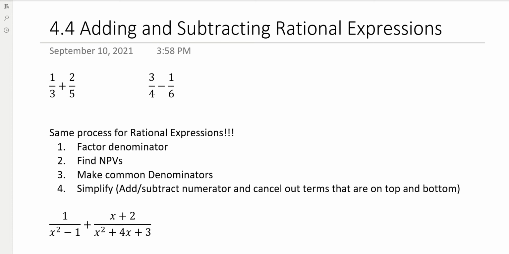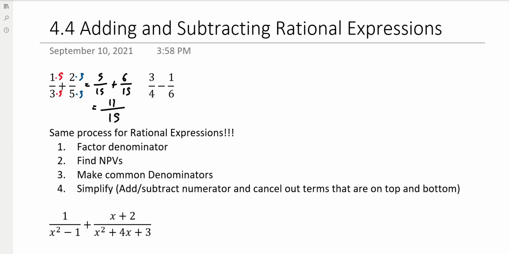If we're adding and subtracting rational expressions or fractions, we need to have common denominators. So to do that, we take the denominator on one side and multiply it by the other, and we take the denominator on the other side and multiply it by this side. So what you'll have if you do that is 5 over 15 plus 6 over 15. If we add that together, it's 11 over 15 as our final answer.